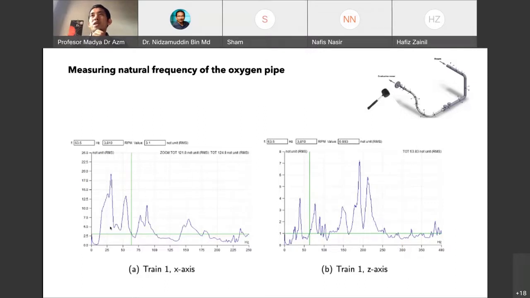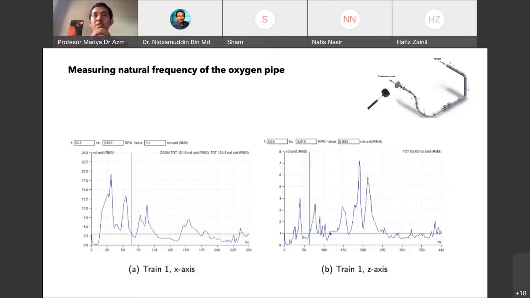In the bump test, the high peak is most likely the natural frequency of the pipe. It's not 63 hertz; 63 is somewhere here. So we are relieved a little bit that the pipe is not in resonance. It's not vibrating in resonance, but something is forcing the pipe to vibrate.